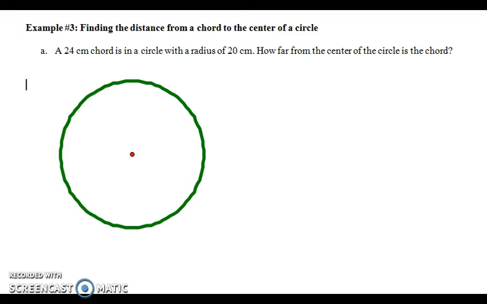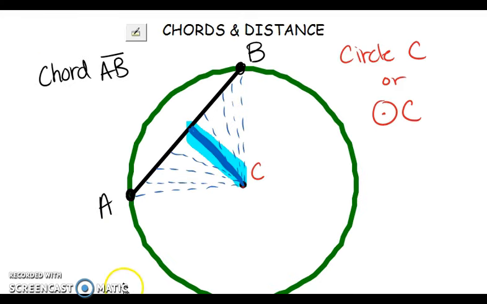So for this example, we have that a 24 centimeter chord is in a circle with a radius of 20 centimeters. How far from the center of the circle is the chord? So this is going back to what I originally talked about. What's that distance from the chord to the center of the circle?